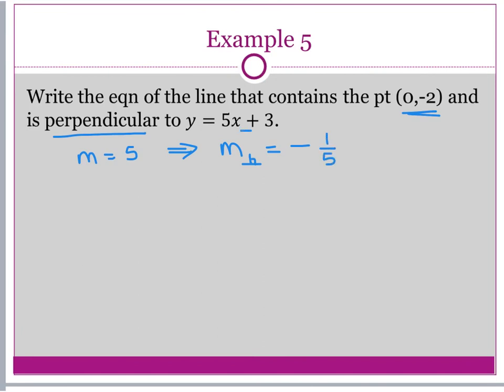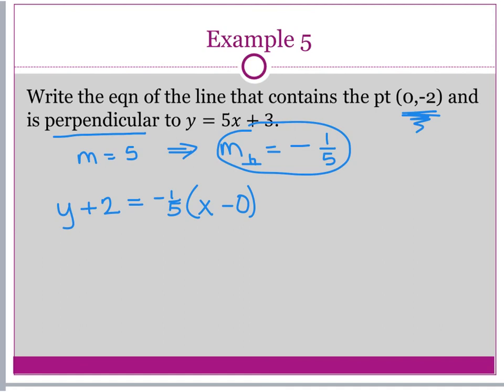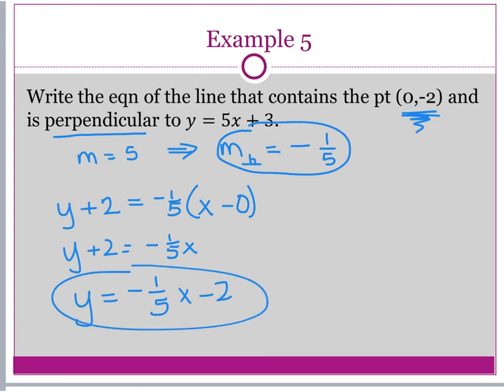So now I have my slope, I have a point, and I'm going to use point slope form. So I have y plus 2 equals a negative 1/5, and this is going to be x minus 0. So when I simplify this, I have y plus 2 equals a negative 1/5 x. And then to get y by itself, I'm going to subtract. So I have y equals a negative 1/5 x minus 2.